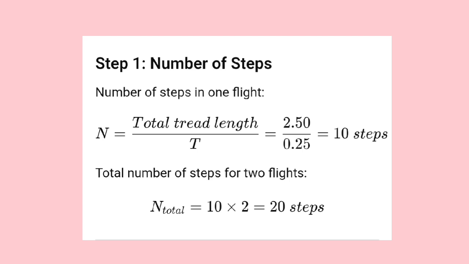Step 1. Number of steps. Number of steps in one flight: total tread length divided by tread. 2.5 divided by 0.25. Number of steps is 10. Total number of steps for 2 flights: 10 multiplied by 2 equals 20 steps.